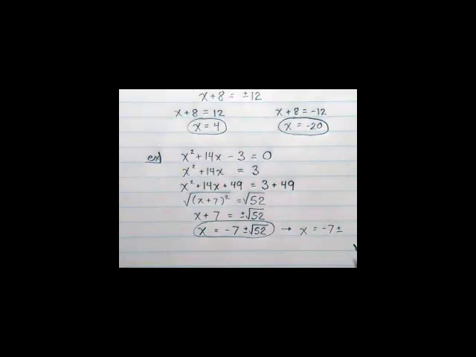I didn't say decimal. 52, 4 goes into 52 13 times. 4 times 13 is 52, right? Square root of 4 is 2, so 2 comes out. 2 square root 13. So they'd have it like this. But this is good.